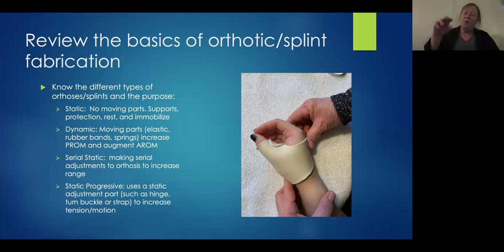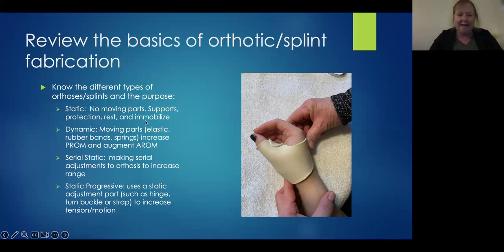And so if you have somebody who might have limited, say, supination, we might make them a static progressive orthosis, or we would purchase one in which there would be a strap that you would slowly keep increasing the tension to increase the amount of motion, the amount of supination. So those are the four major types of orthotics that you should be familiar with, and you need to know the purpose of each one of those.